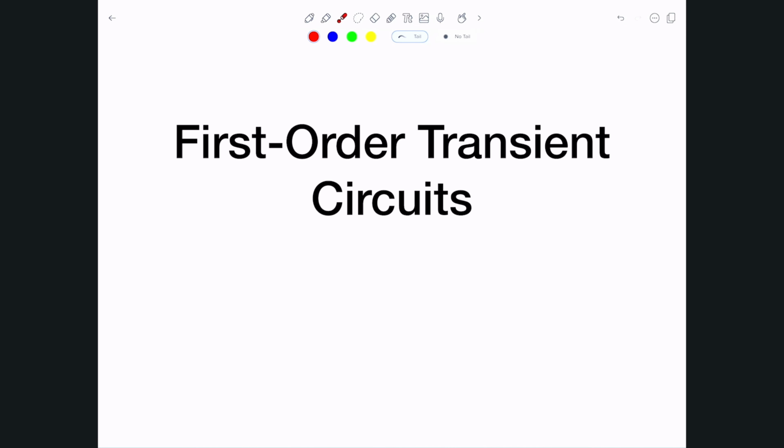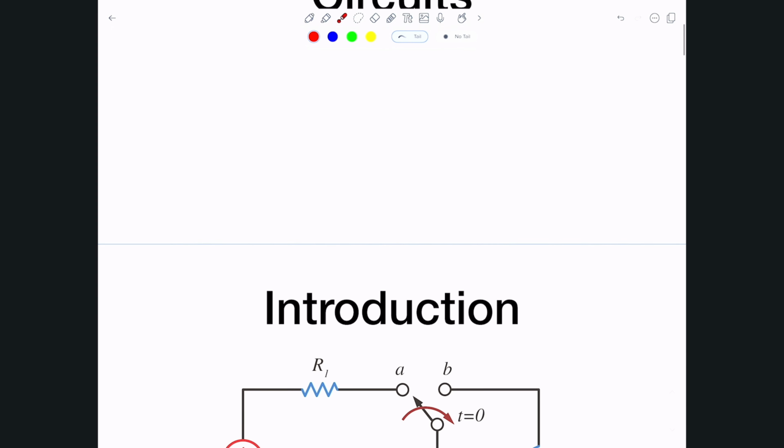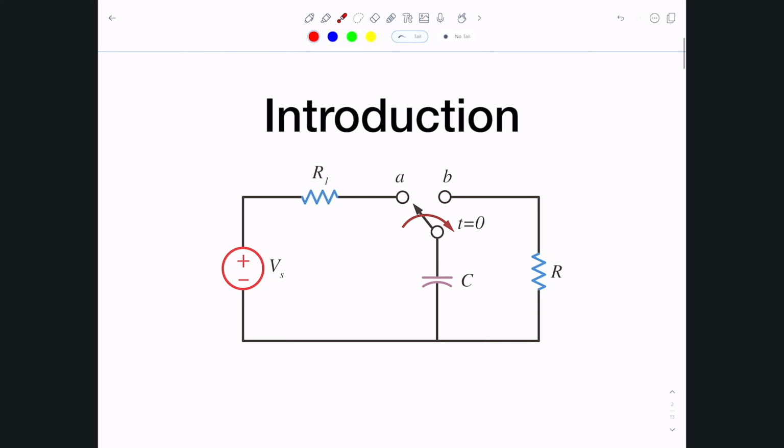In this module, we'll cover first order transient circuits. Let me explain what I mean by first order and what I mean by transient circuit. The simplest way to do that is with a simple example of what we call an RC circuit. It's called RC because it has a capacitor and a resistor.